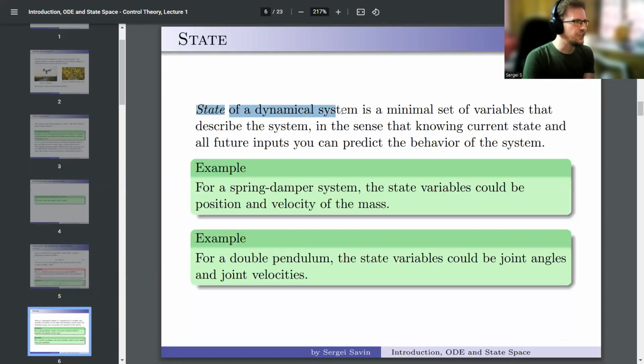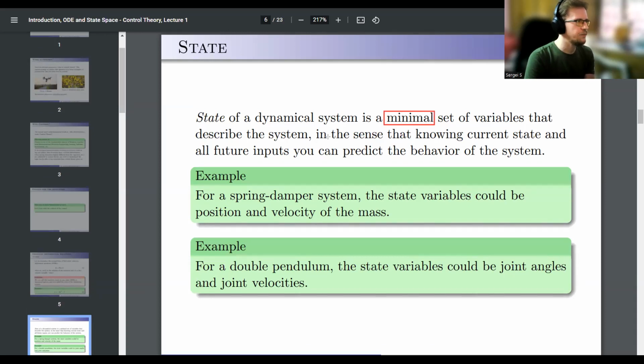So the state of a dynamical system is a minimum set of variables. Minimal set of variables. Very important, the word minimal here. That describes the system. Minimal set of variables that describe a system. What do you mean by describe? Not clear.